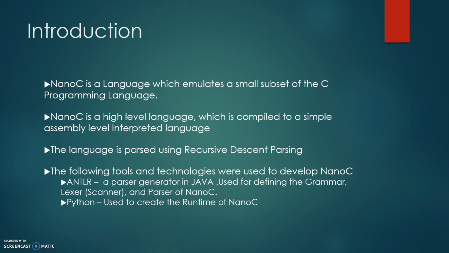Now, NanoC is a language which emulates a small subset of the C programming language. NanoC is a high-level language which is compiled to a simple assembly-level interpreted language. The language is parsed using top-down recursive descent parsing. In order to create NanoC, we used ANTLR, which is a parser generator in Java. It was used for defining the grammar, the lexer, and parser of NanoC. For the runtime, we used Python.